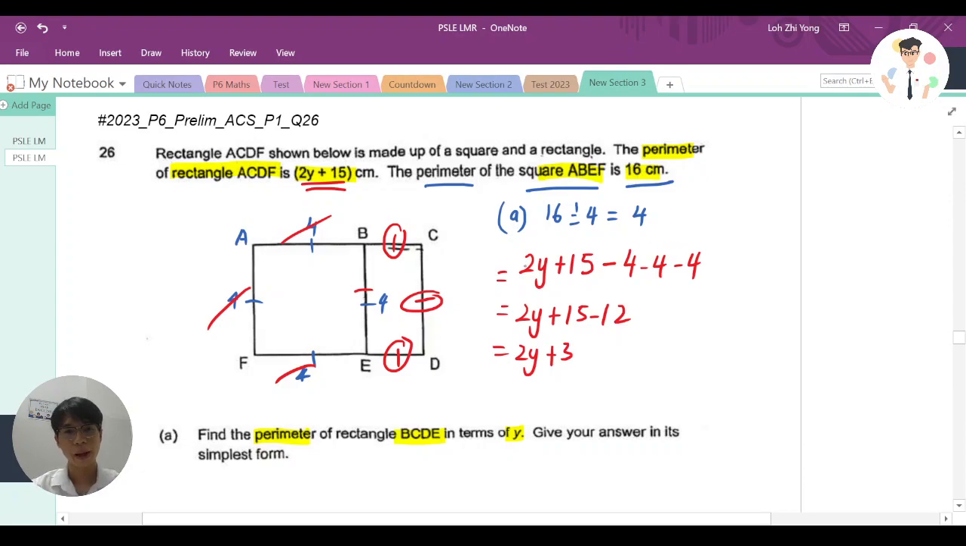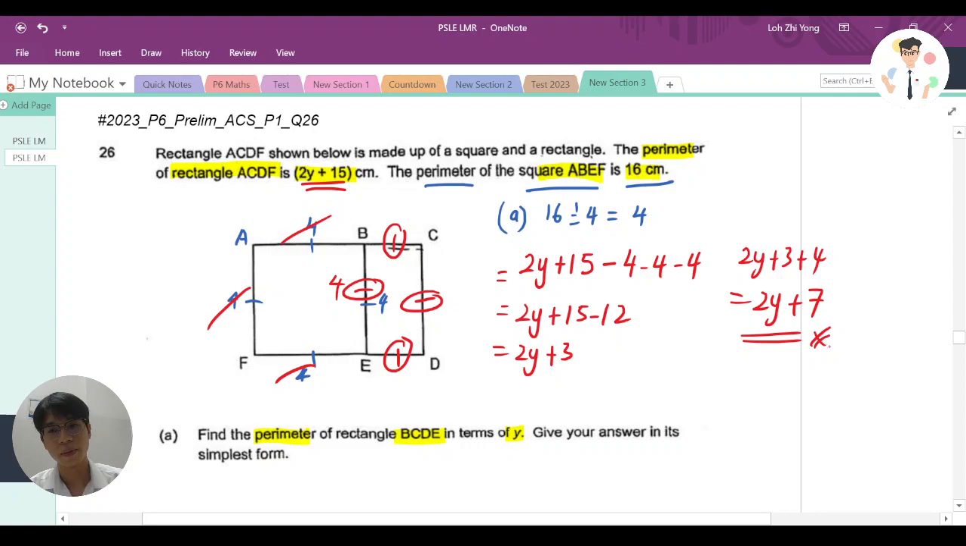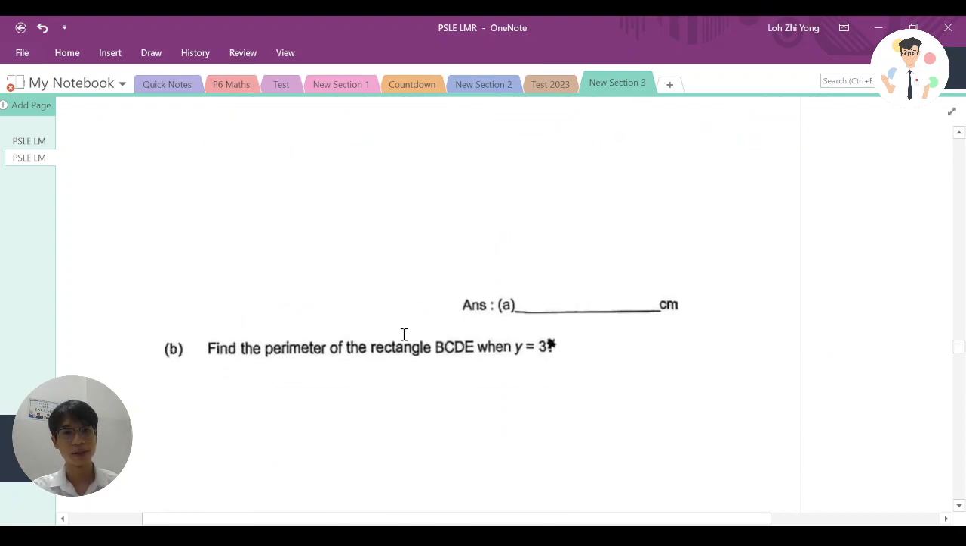Okay? But what you found is only here, here, here, right? You haven't included here, and this is 4. So you plus 4. So 2y plus 3 plus 4, so it'll be 2y plus 7. And that will be the final answer for part A, because they're asking for BCDE. Okay. So let's move on to the next part, which is part B.